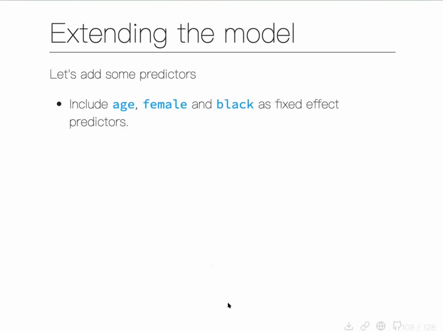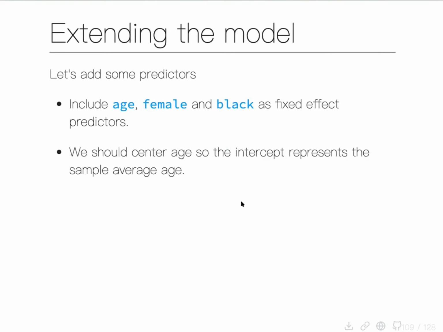Let's add some predictors to the model now. So we're going to extend it. Let's include age, female, and black as fixed effects. Age is the age of the person who was polled. Female is an indicator of whether they identified as female or not, and black is a dummy code indicating whether they identified as black or not. We also probably want to center age, because we don't want the intercept to represent 0-year-old people. We want our intercept to probably represent the average age of our sample participants.